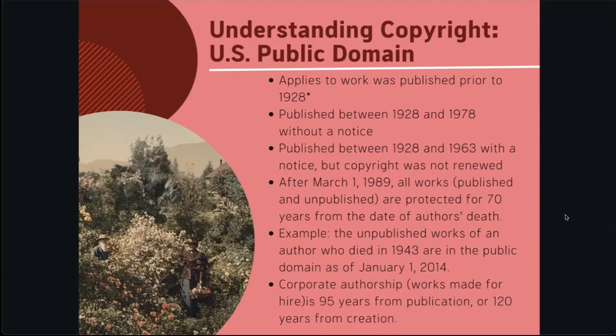After March 1st, 1989, all works published and unpublished are protected for 70 years from the date of the author's death. So the example is the unpublished works of an author who died in 1943 are in the public domain as of January 1st, 2014. That being said, like I said, if that author has an estate and their kids are managing it, they will come and sue you. So just be aware of that.